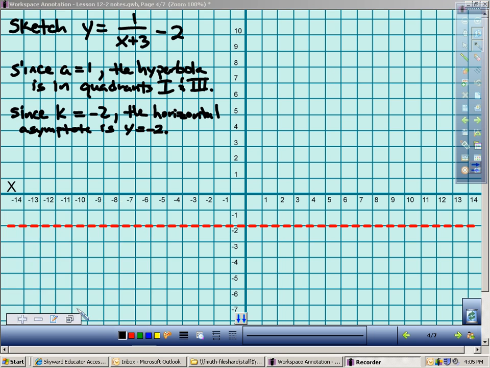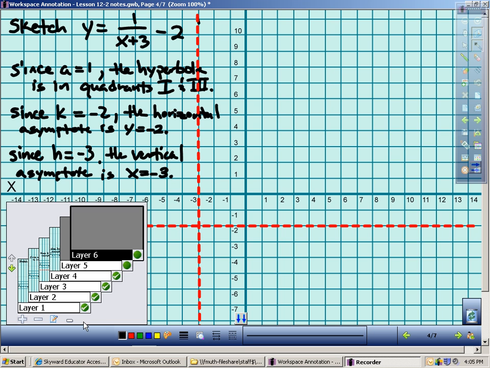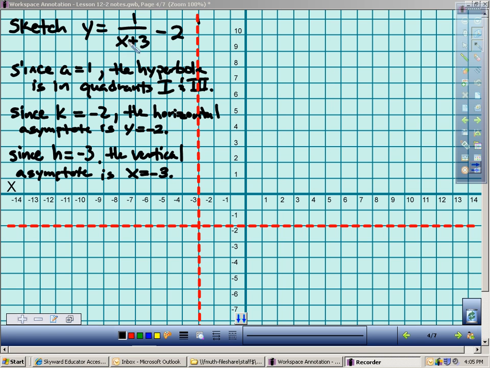Since K is -2, I have that horizontal asymptote here at -2. And since H is 3, I know my vertical asymptote's at -3, or in other words, if I plug in -3, I get 0 there. Now I said from the beginning, since A was 1, I know my hyperbola is in quadrants 1 and 3. So quadrants 1 and 3 would be considering these asymptotes. I'm going to have a hyperbola branch up here and down here.